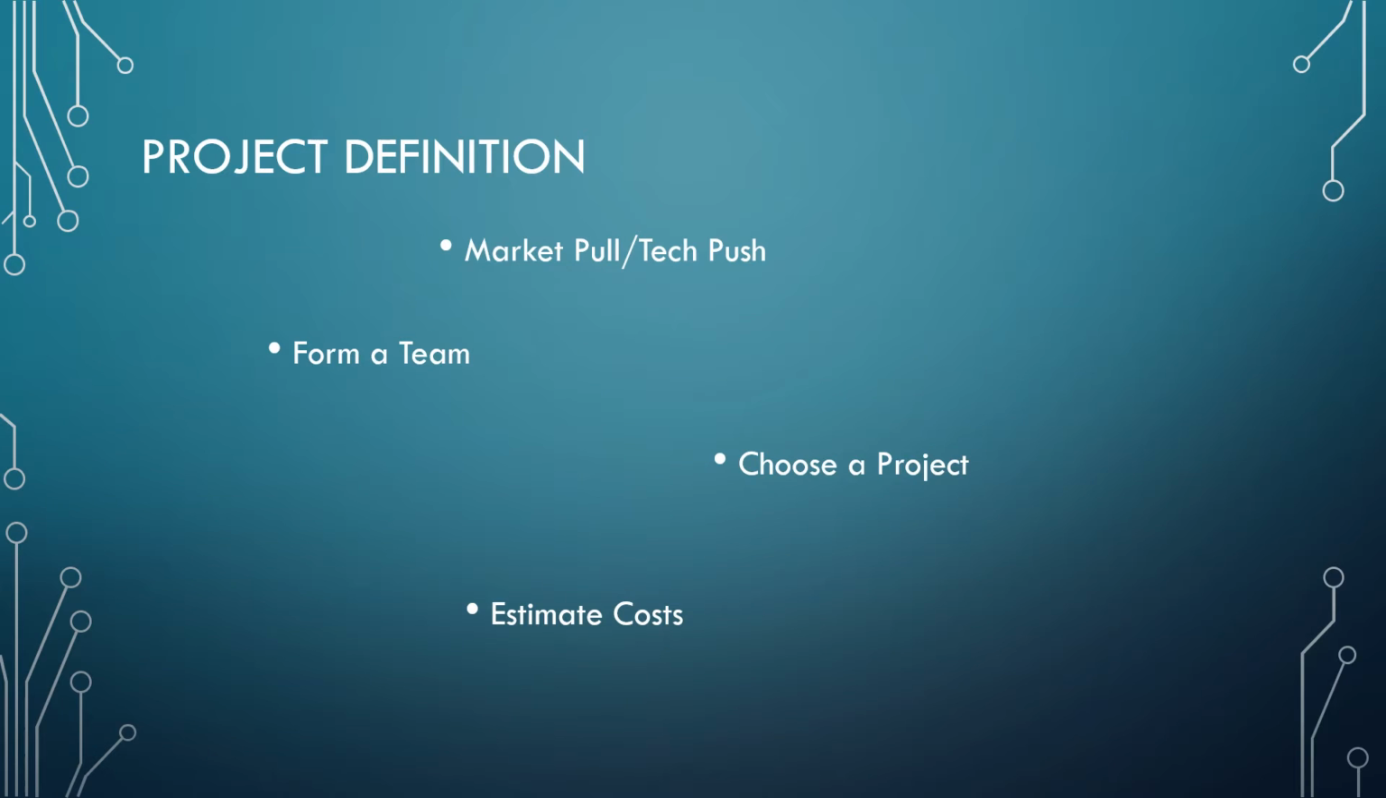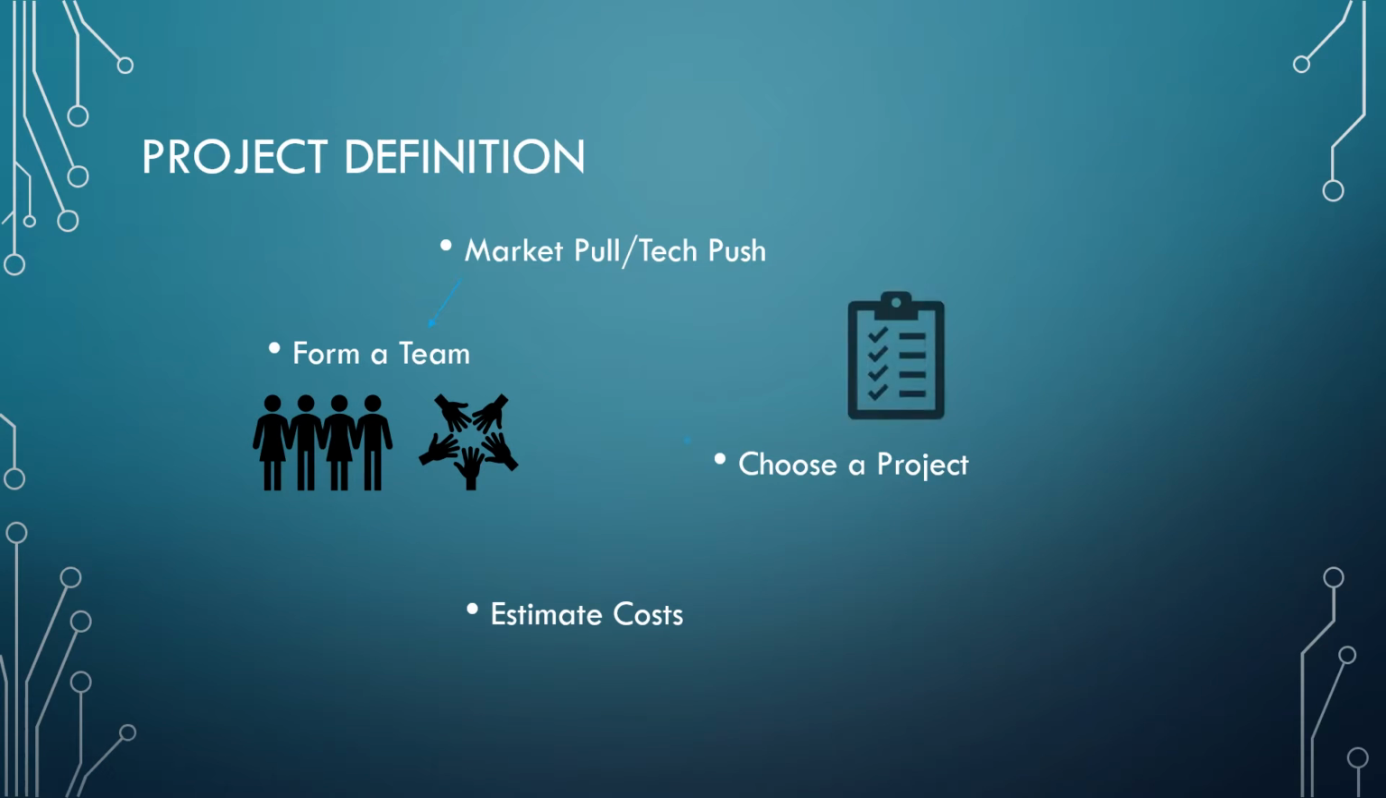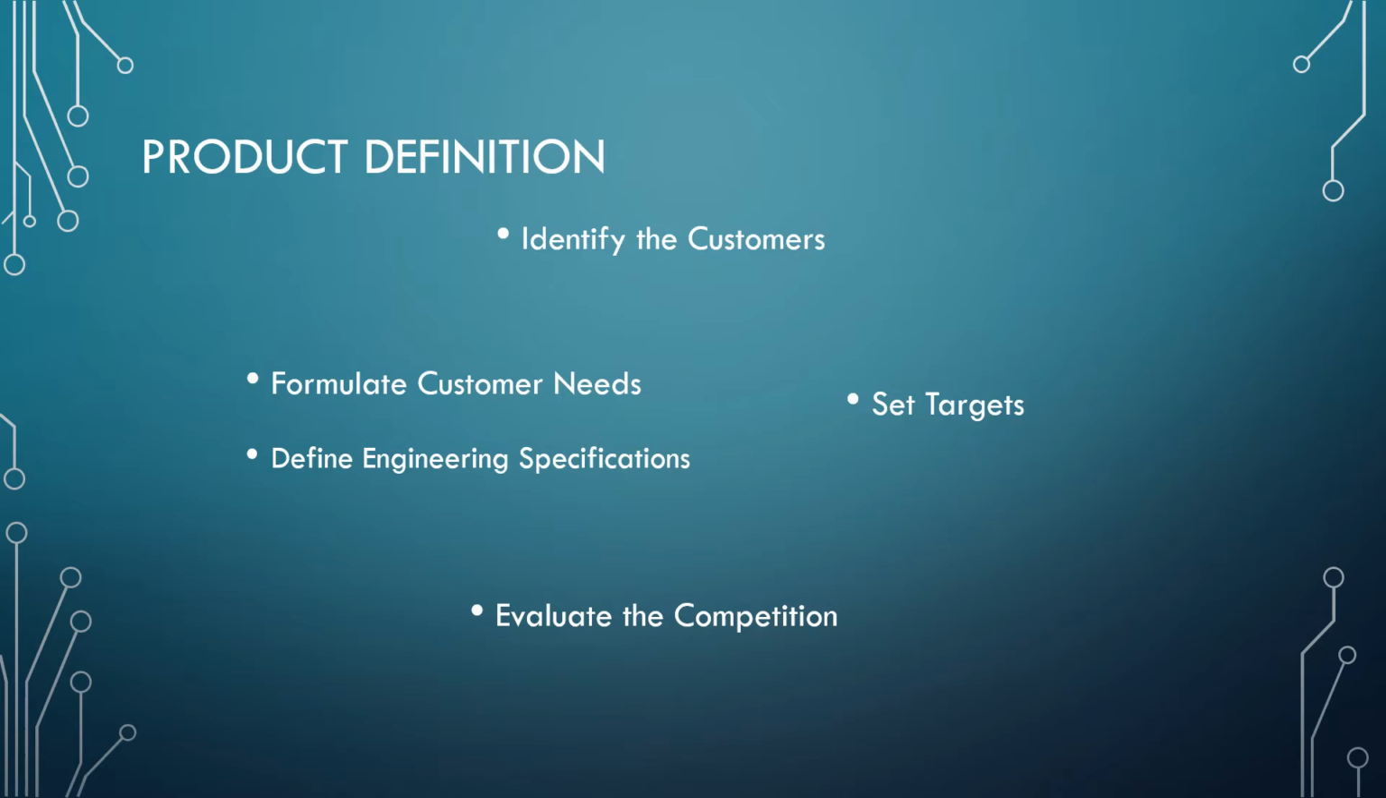First, we start with project definition. Generally, you'll have a market pull, a tech push, some sort of need that you can identify that you need a product to fill this gap. So you're going to want to form a team, and you're going to want to choose a project. You've got to come up with your problem first, and then you're going to decide how you're going to tackle it. Here we're going to estimate costs, although it won't be too exact. We're just going to get a ballpark idea of how much it's going to cost to solve this problem.